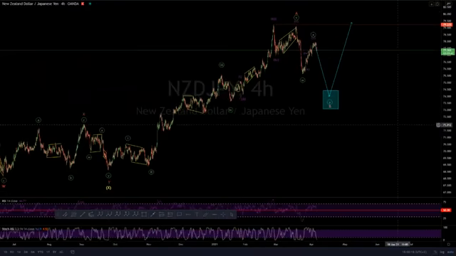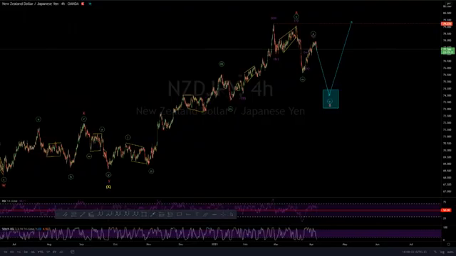All right, so we're looking for that ABC here. So now the ABC has already confirmed. The A has already ended. So I'm looking at this as a 1, 2 here, 3 here. This is a wave 4, and this here as a wave 5. Our wave 5 as an ending diagonal. And now I'm looking at this move here. I'm looking at this move to the downside.